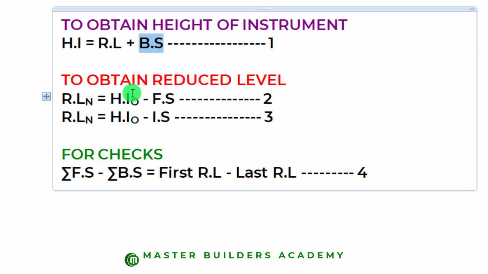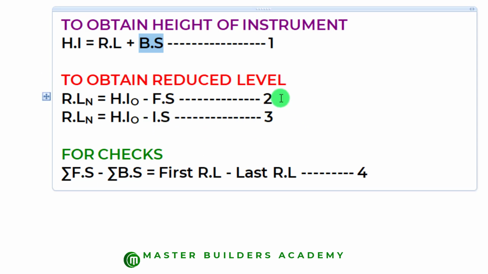Now, the question is, how do we obtain reduced level? To obtain reduced level, this is how you obtain it. You are either subtracting your foresight from the previous height of instrument, or you are subtracting intersight from the previous height of instrument. So, equation one, equation two, equation three.